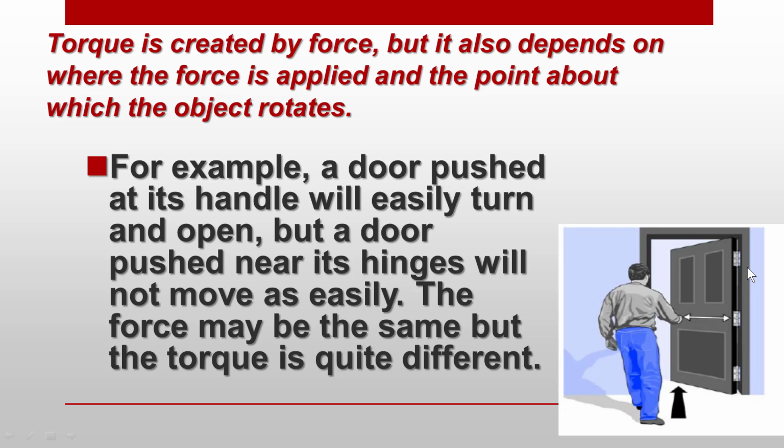That's why we have given the expression tau is equal to r cross F. Torque depends upon the applied force and upon the distance between the point of application of force and the point about which the object is rotating. Tau is equal to r cross F.